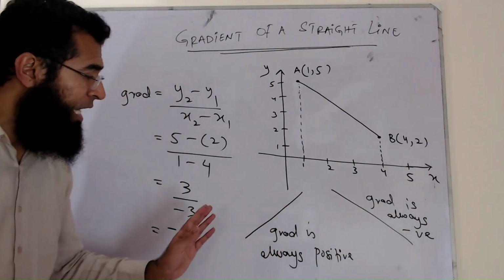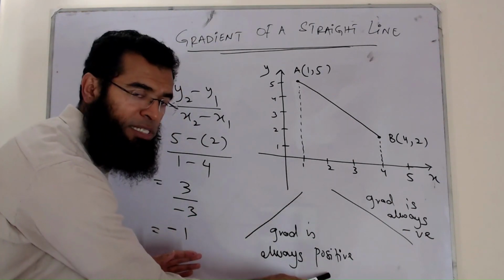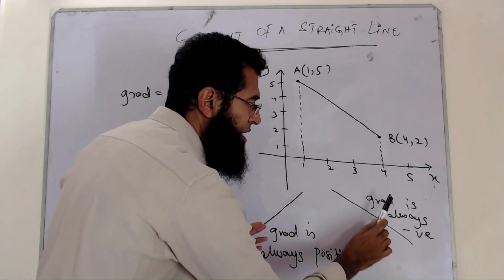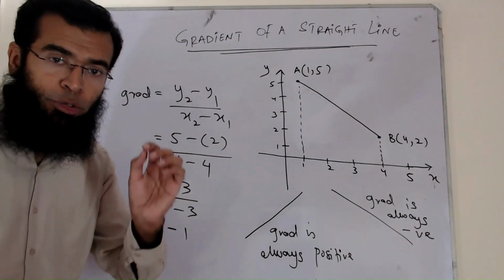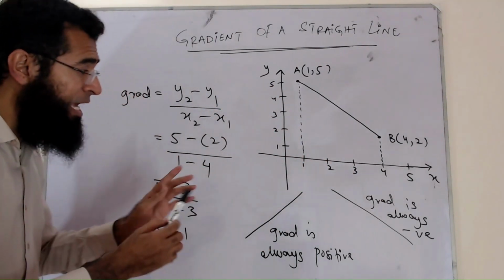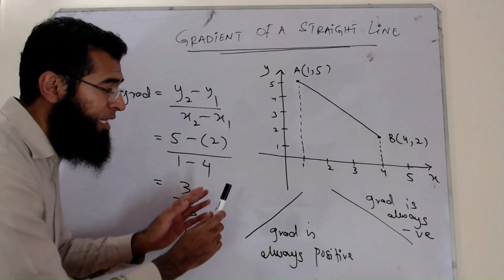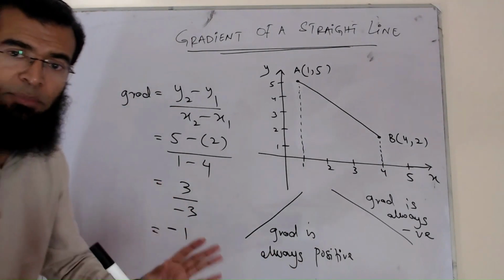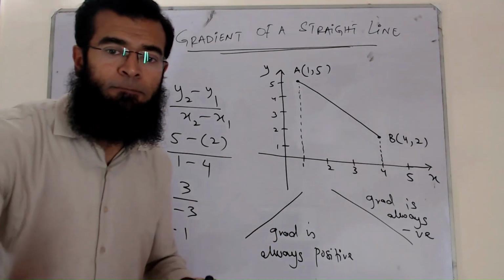Once again, if a line slopes upwards towards the right, the gradient is always positive. And if a line slopes downwards towards the right, the gradient is always negative. So that means by just looking at the line, you should be able to pick whether the gradient is positive or negative. If a line is sloping upwards, we know that if we calculate, the gradient will be positive. Please remember this. These are very useful concepts and you should remember them.